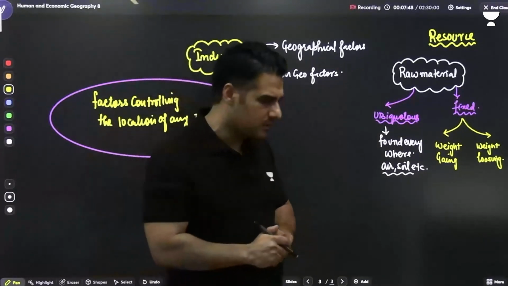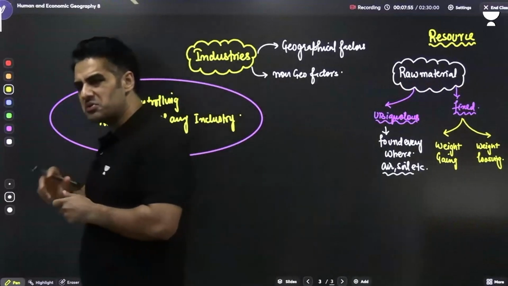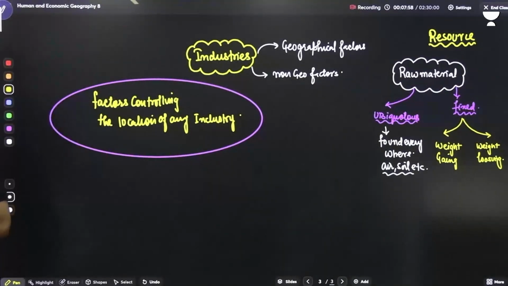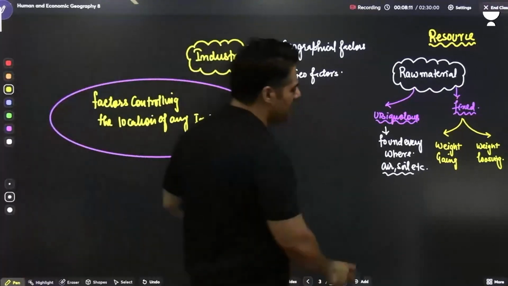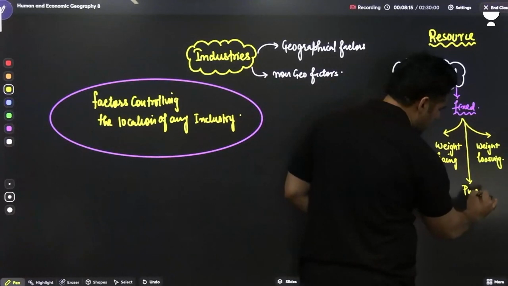If I give one example, let's say cotton, raw cotton, when we process cotton into thread or a cloth, there is no significant change in the weight. Slightly maybe, but not much change. So what type of material is this? It is pure raw material. Neither weight gaining, nor weight losing. So we have weight gaining, weight losing, and another is called pure raw material.